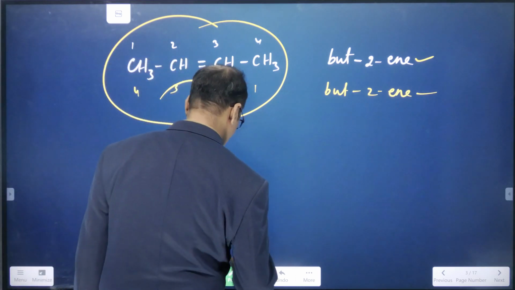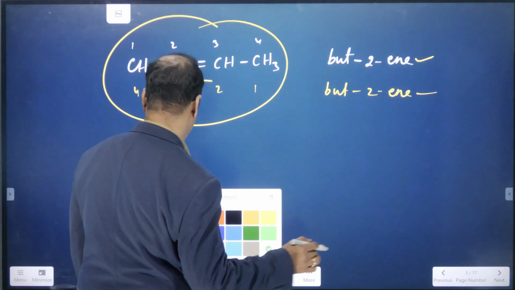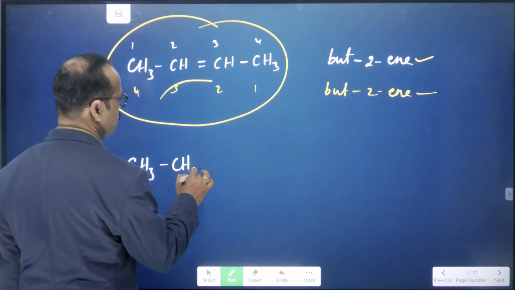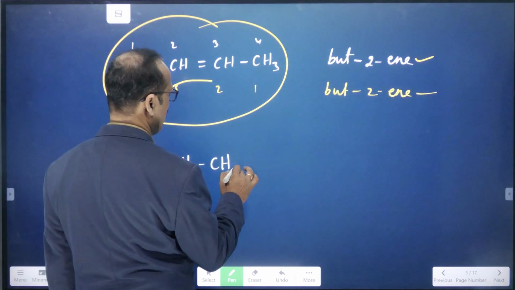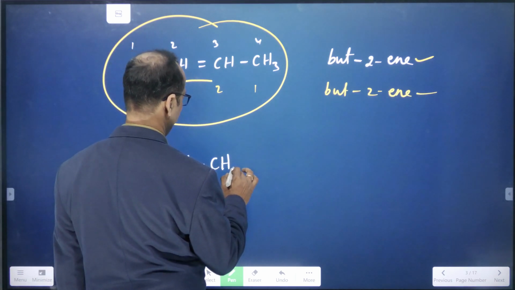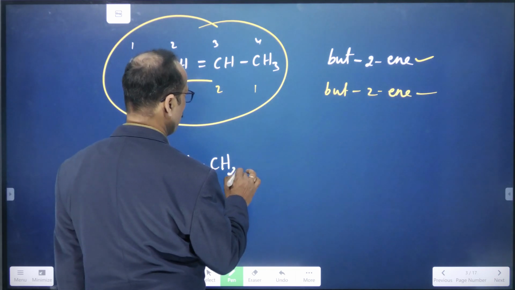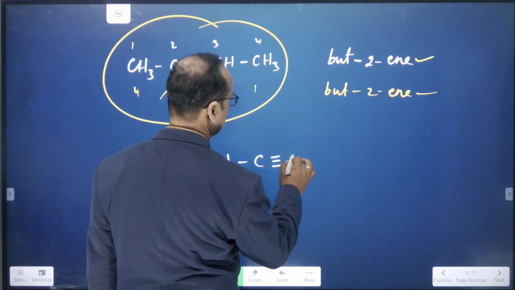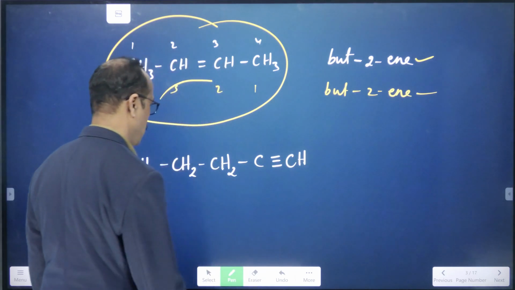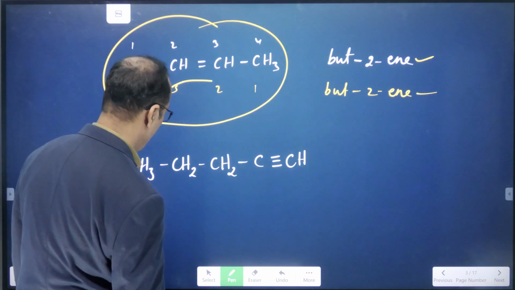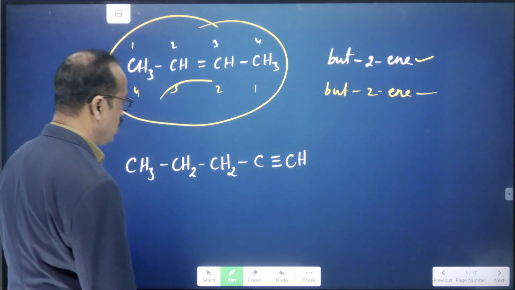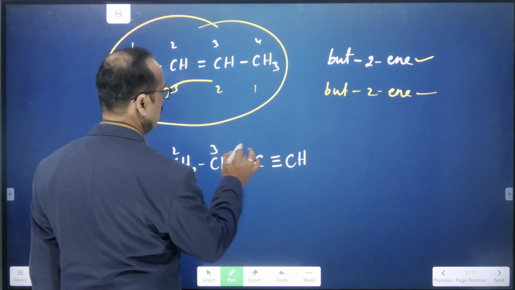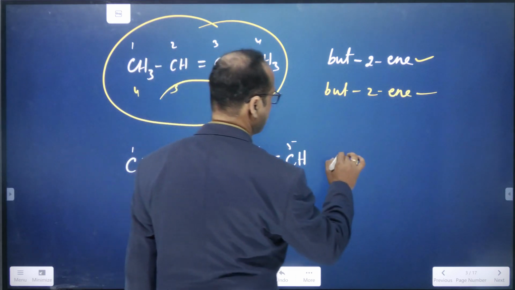Now I'll go for the next one. See here now. CH3, CH2, CH2, C triple bond, CH. Okay. Now, what is the name of this one? So now what do you do? First you count the number of carbon atoms, 1, 2, 3, 4, 5. 5 carbon atoms, so that's called pent.